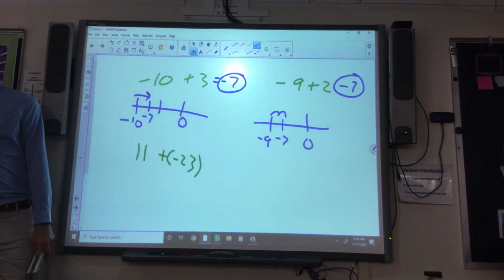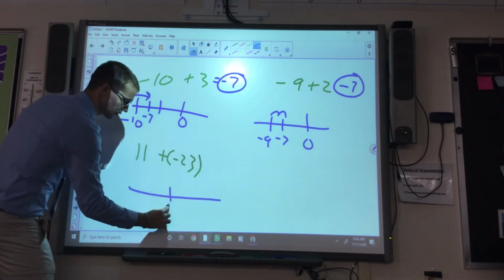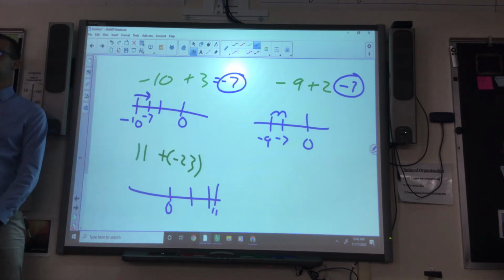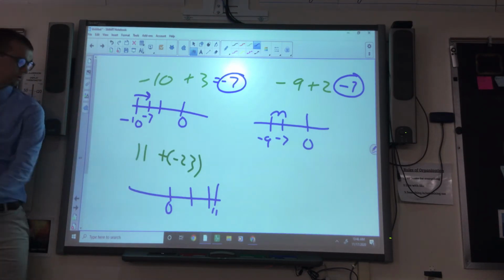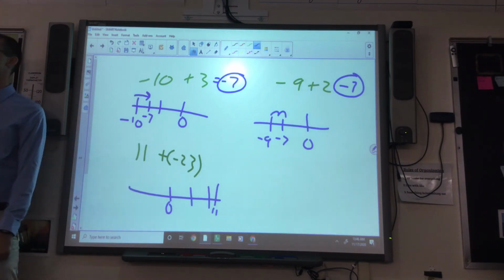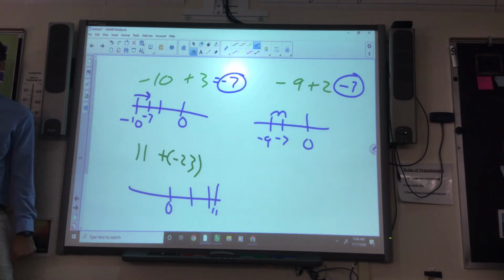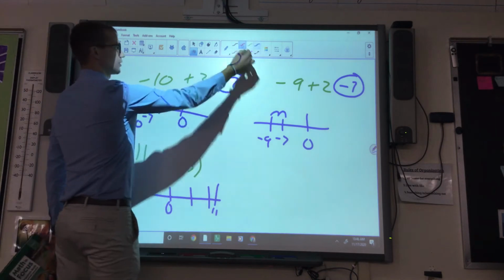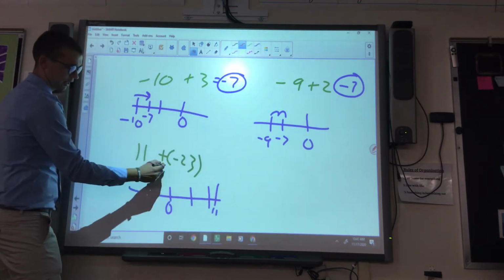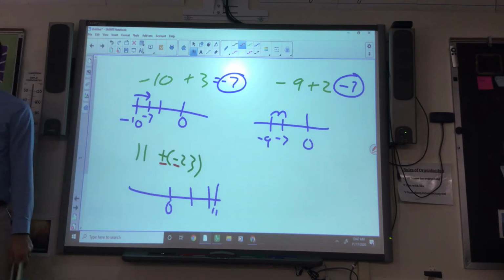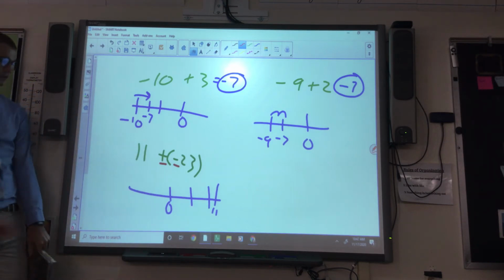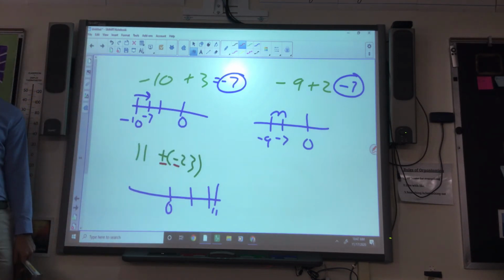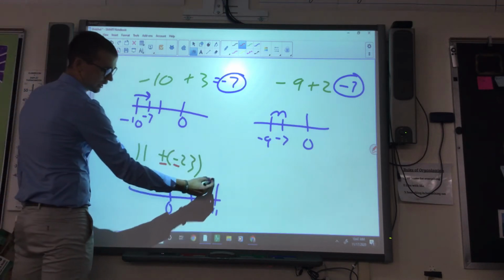11 plus a negative 23. 0, 5, 10, 11 plus a negative 23. Negative 13? Nope. Negative 4? Nope. Negative 12, correct. So what you need to look at when you're doing this one is, hey, I have a positive and a negative, so am I going forward or backwards? Positive means you're going forward, but it is a negative number, and if you have one of each, which one wins out? Negative wins out.